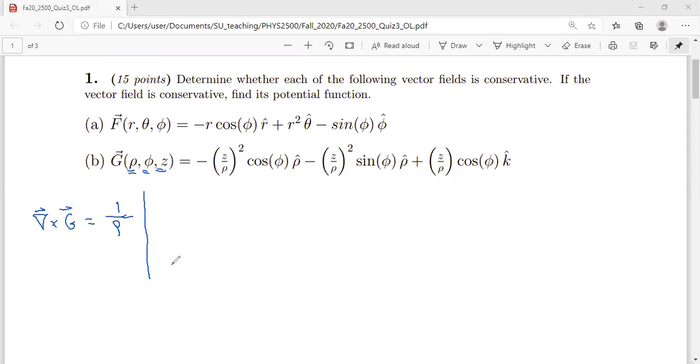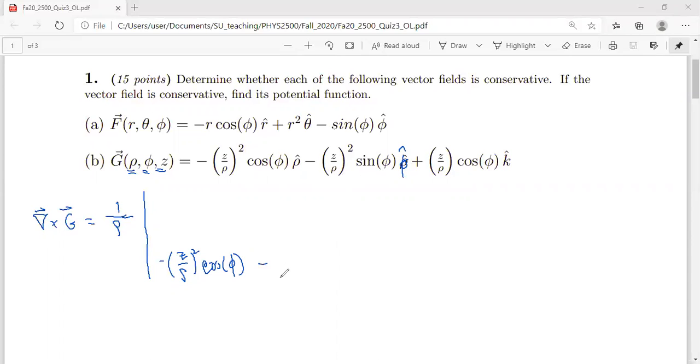Again, pro tip, write the components first. So no scale factor again for rho. So that is z over rho quantity squared cosine phi. We do have a scale factor for the second component, the phi component.